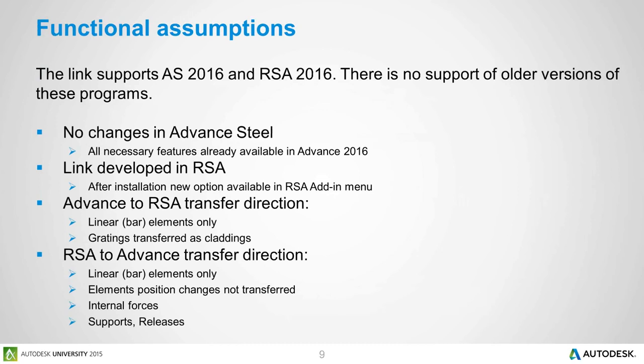The functional assumptions we made are: the link supports only Advanced Steel and Robot 2016 versions. There is no support of older versions of these programs. The link design was based on the principle of making no changes in Advanced Steel, and only already existing functionalities of Advanced Steel were to be used.